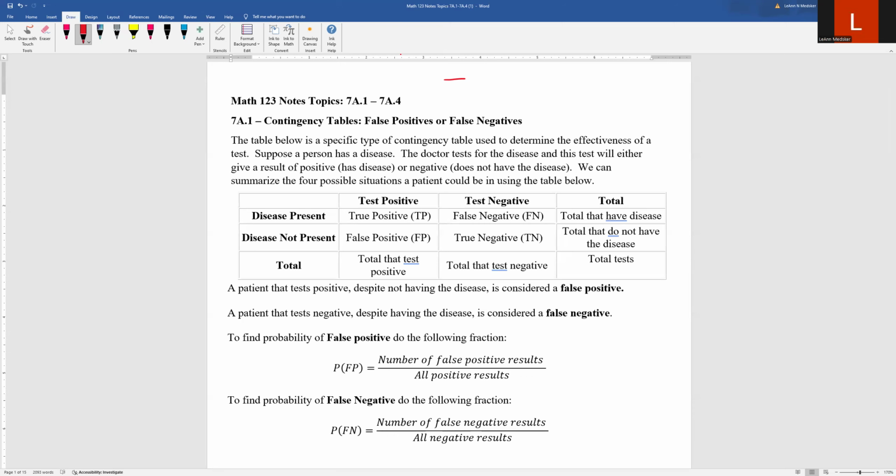And then a true negative is when it reports correctly. You get a negative test result, and you don't have the disease. So the test gave a true response to your body's state of being. And then we have our total that do not have the disease. We also have our totals for our columns: the total of people that tested positive, the total of people that tested negative, and how many tests they did in total.